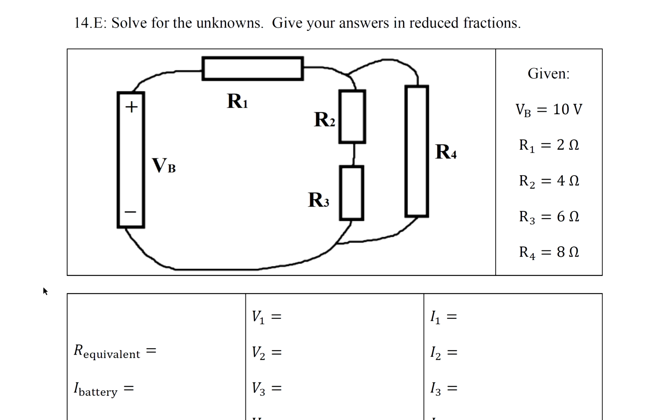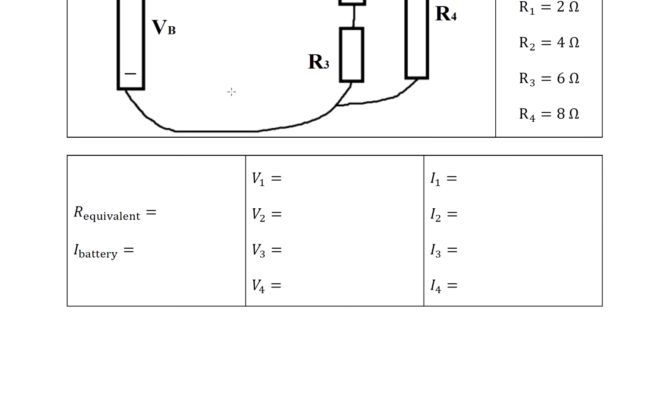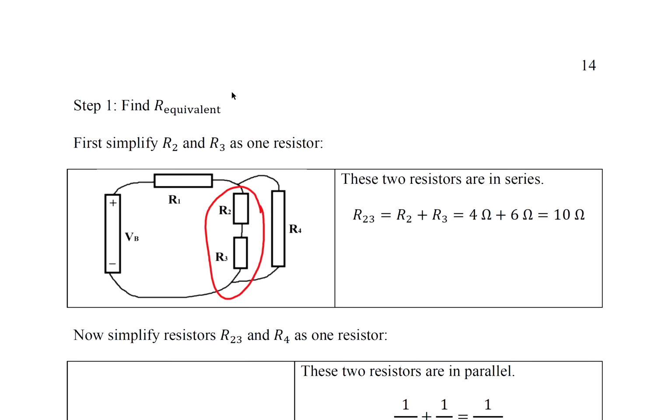Question 14, solve for the unknowns, give your answers in reduced fractions. So we have this circuit. Why don't we solve for R equivalent first? So we could simplify R2 and R3, which is going to be 2 ohms plus 4 ohms, which is 6 ohms. Then these 2 resistors, R2 and R3, become 1 resistor. Then R23 is in parallel with R4, so then we could simplify that. And then when we simplify R2, 3, 4 into 1 resistor, then we could simplify it with resistor 1, because that's in series. So let's see what I'm talking about.